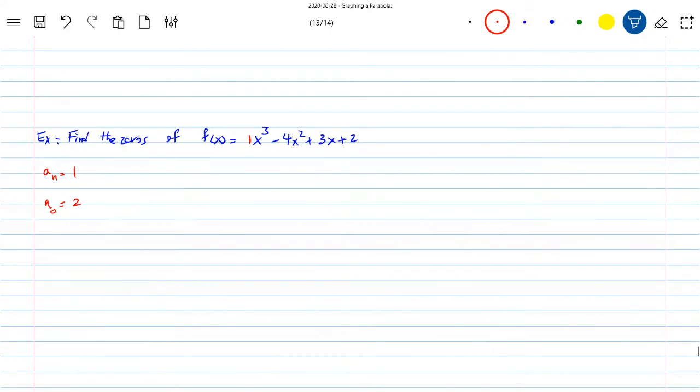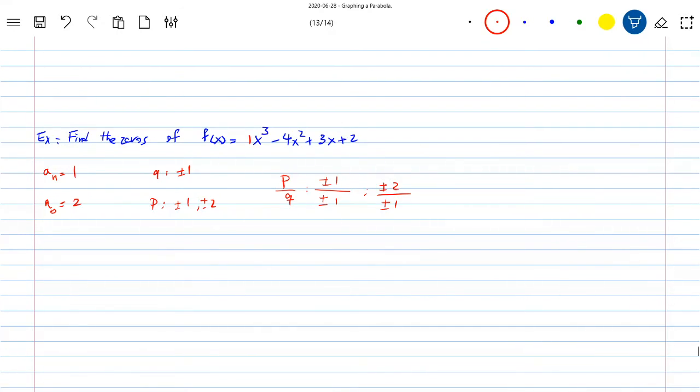Okay, so what are the possibilities of P? Sorry, P is here. What are the possibilities of Q? Q could be plus or minus 1, and P could be plus or minus 1 and plus or minus 2. So what are all the possibilities of P divided by Q? It could be plus or minus 1 divided by plus or minus 1, or plus or minus 2 divided by plus or minus 1. These are all the possibilities.